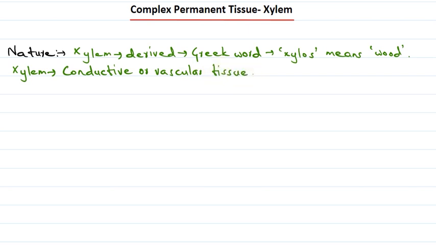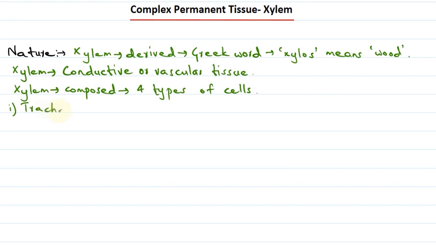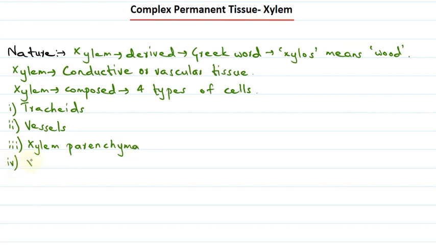Now, the xylem is composed of four types of cells. What are these four types of cells? One is the tracheids, then there is the xylem vessel, the next is xylem parenchyma, and the fourth one is xylem fibers. So these are the four types of cells that compose this xylem tissue.